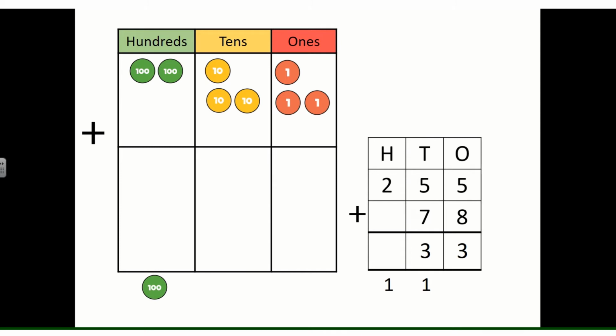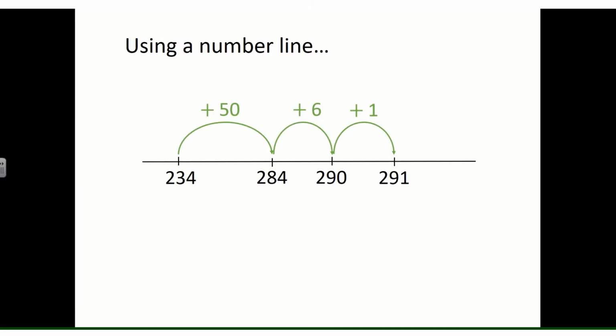I now have 3 tens in the tens column, and in the hundreds column, 200 plus 100 gives me 300. 255 plus 178 is 333. We'd give children lots and lots of practice with all of the steps leading up to this, so that they get really confident with adding 3-digit numbers using exchange in Year 3.